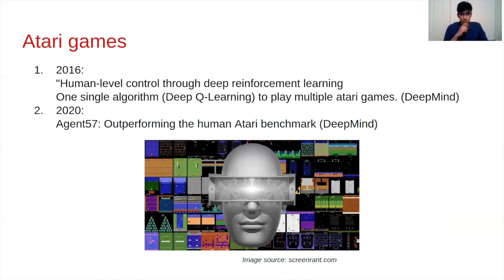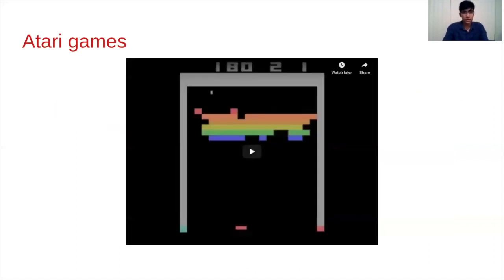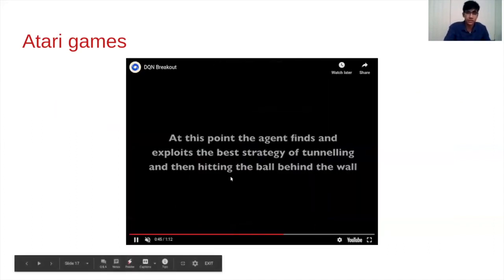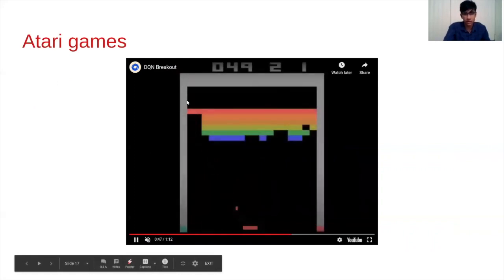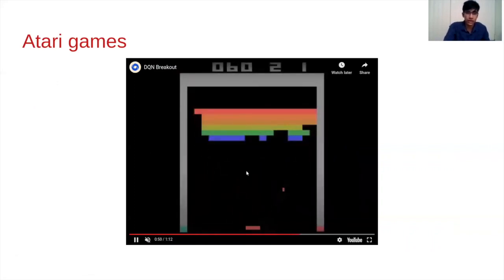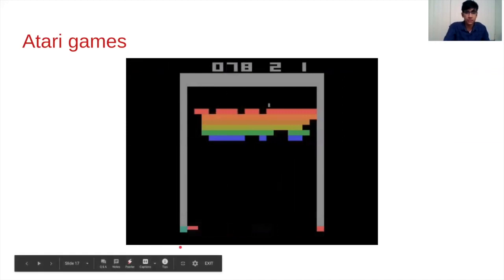And in the year 2020, which is this year, they came up with an update on their algorithm, and they call it Agent 57. This Agent 57 is a single RL algorithm that can play all 57 Atari games and can outperform humans in all of them, which is amazing. It's a single algorithm that can play all the games. Here we have an example. This is an Atari game called Breakout. The goal is to hit all the tiles, and this agent is trained with reinforcement learning.